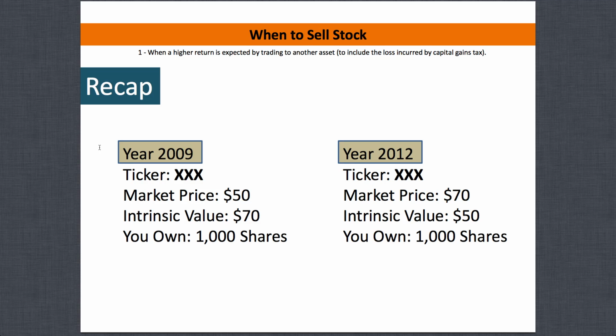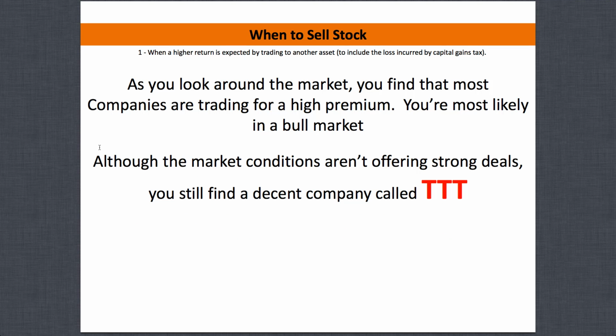So right now we're in a position where we're looking to maybe transfer that money, those funds, into something else that's more lucrative. Okay, as we look around the market, we find that companies are trading for pretty much a high premium across the board. You're most likely in a bull market at that point. So if you're looking around the market and you're having trouble finding anything that's giving you a good intrinsic value versus the market price, you're probably in a bull market. Despite those conditions, we stumble across a company called TTT, okay? And I'm going to show you the numbers on TTT.